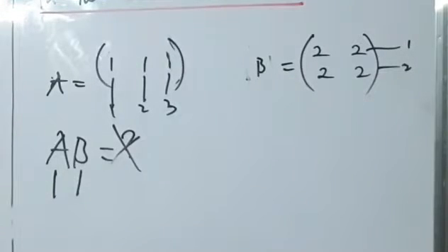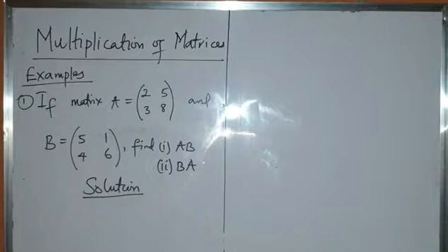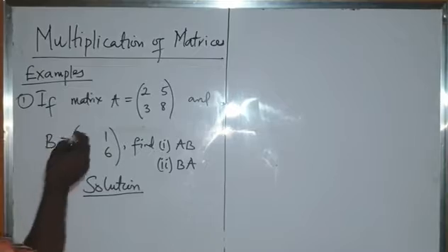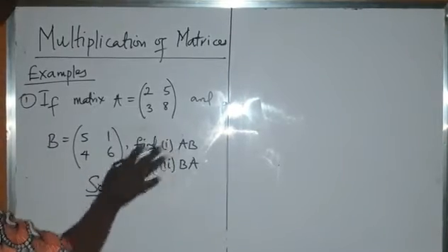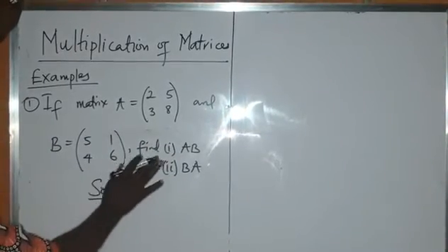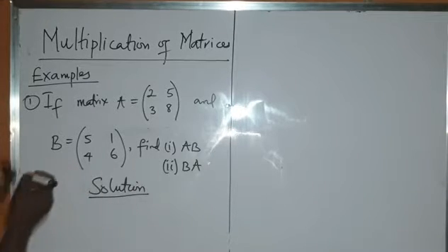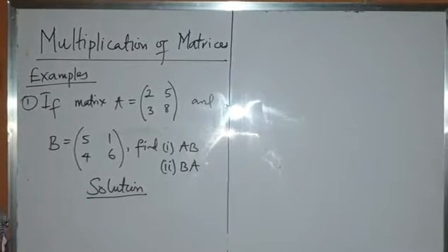So in that case, let's now look at how we multiply. We've known the condition, which is this. So let's now look at an example and see how to apply it. Good. If matrix A is this and matrix B is this, find (i) A multiplied by B, (ii) B multiplied by A.